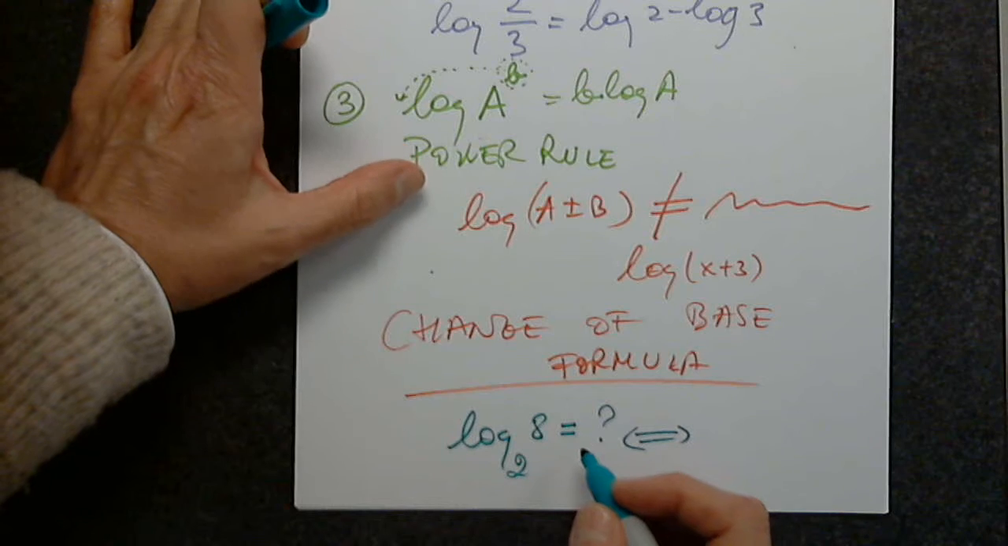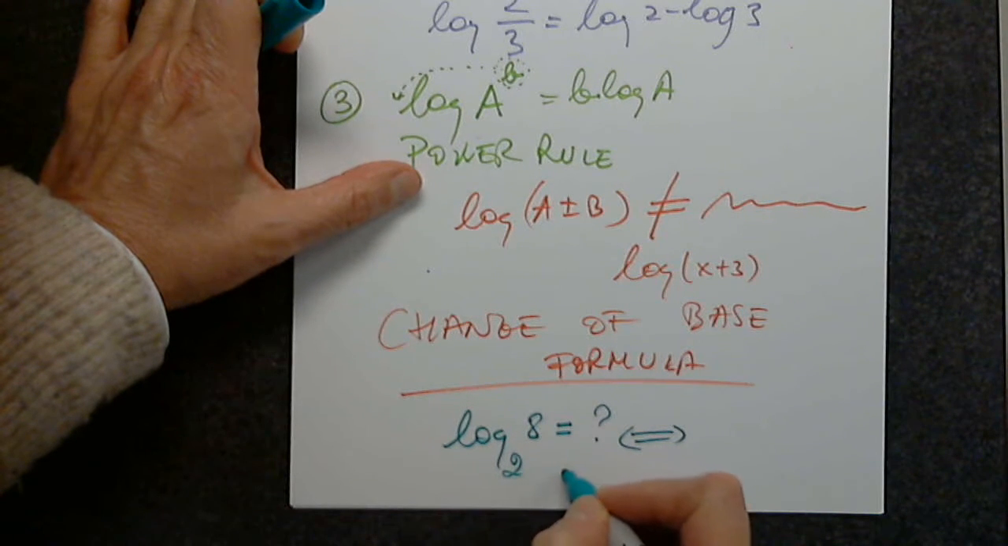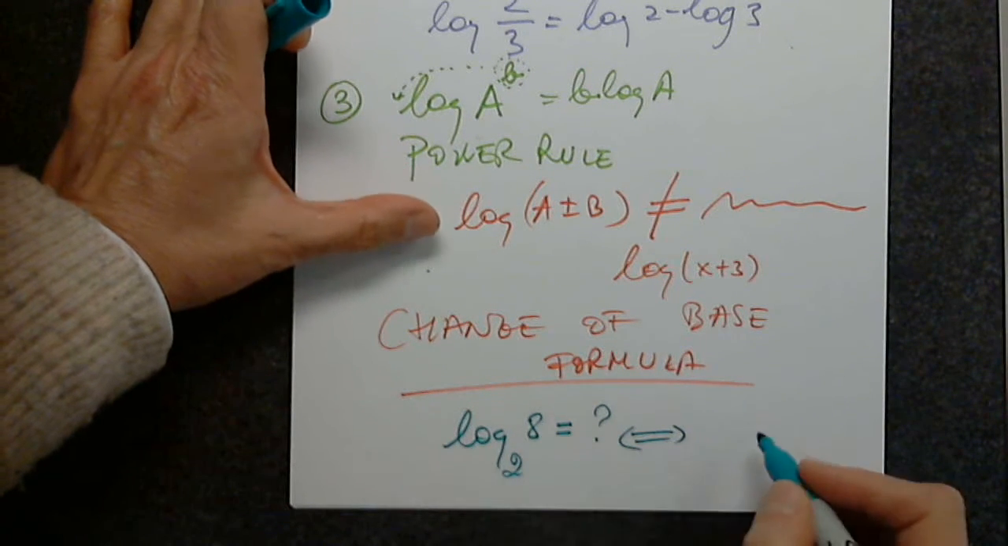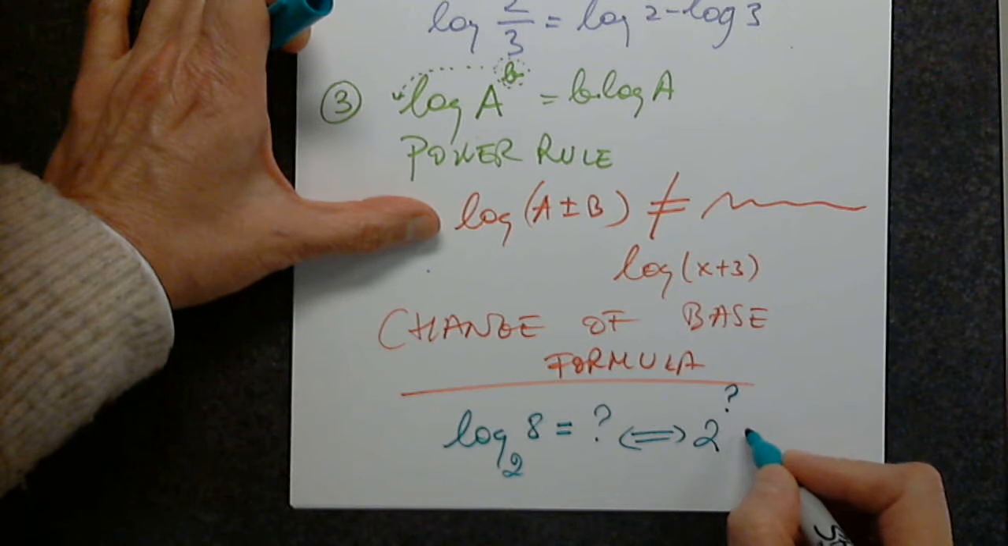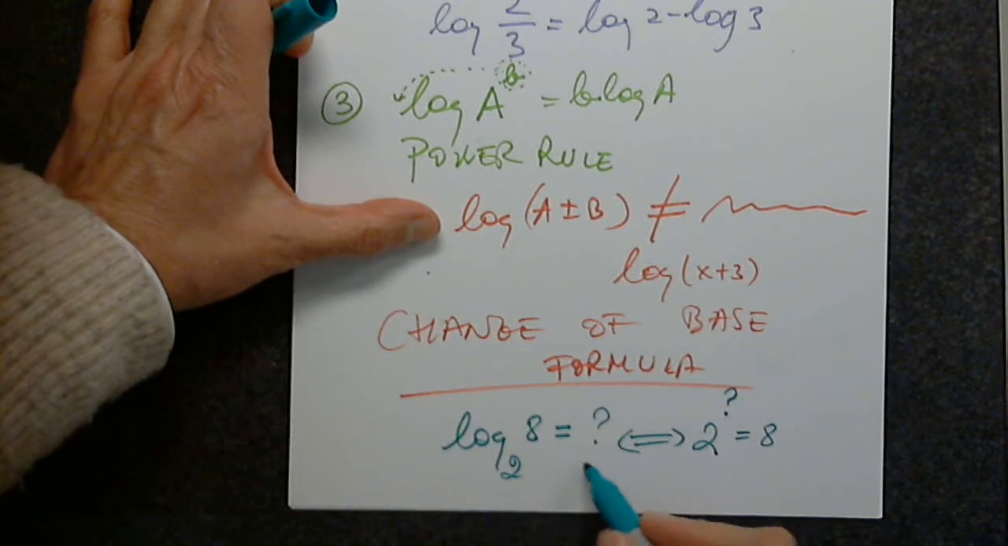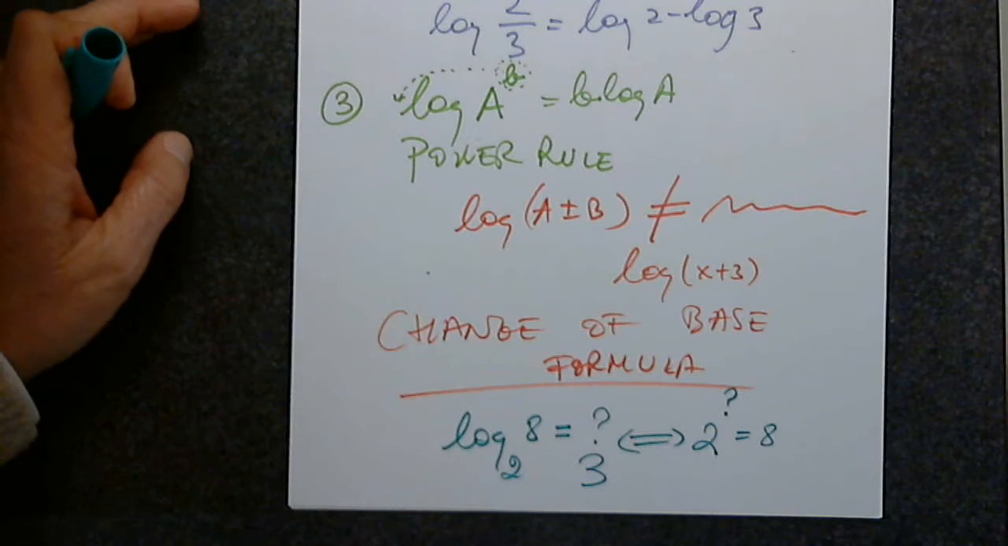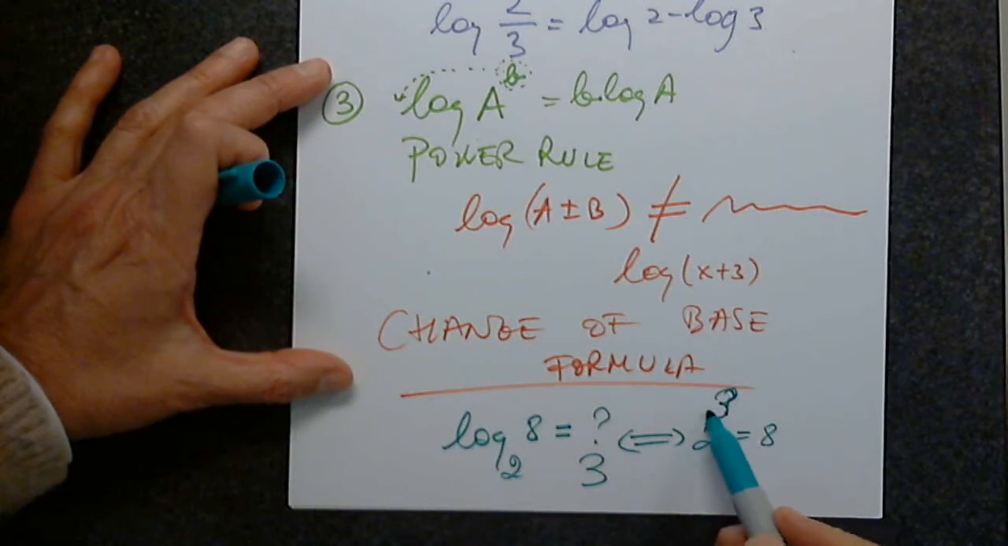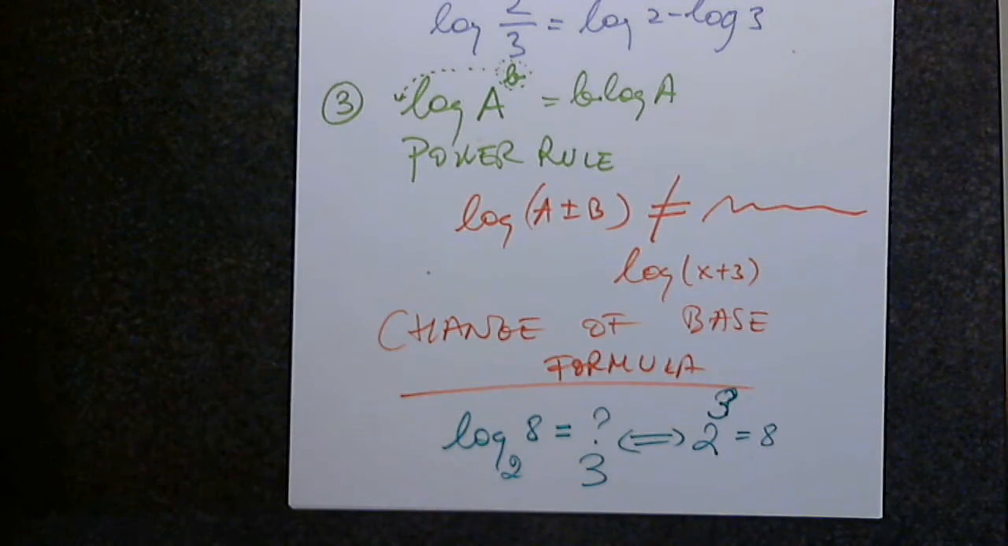But I can change it into an exponential equation. The base raised to whatever equals 8. And of course, there is only one answer. 3. Only 2 raised to the third power is 8. Awesome.